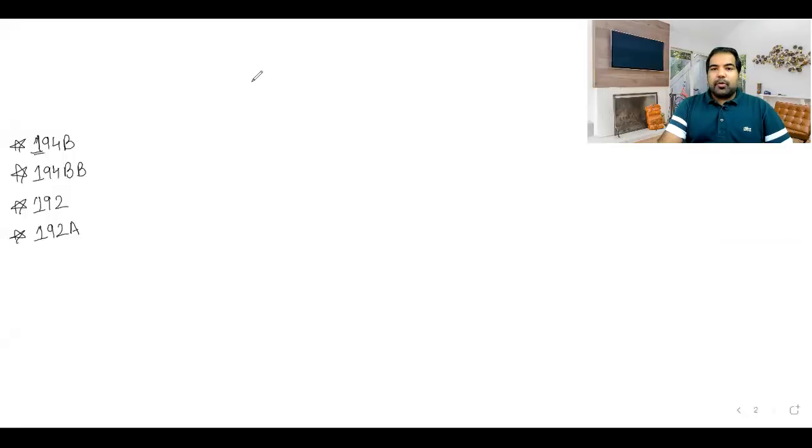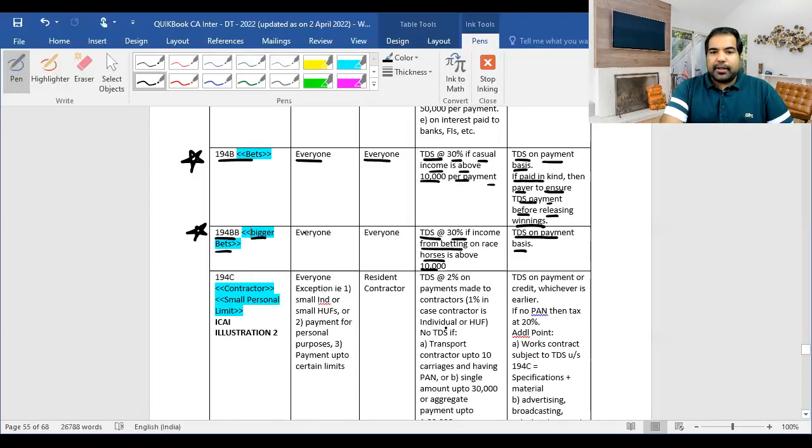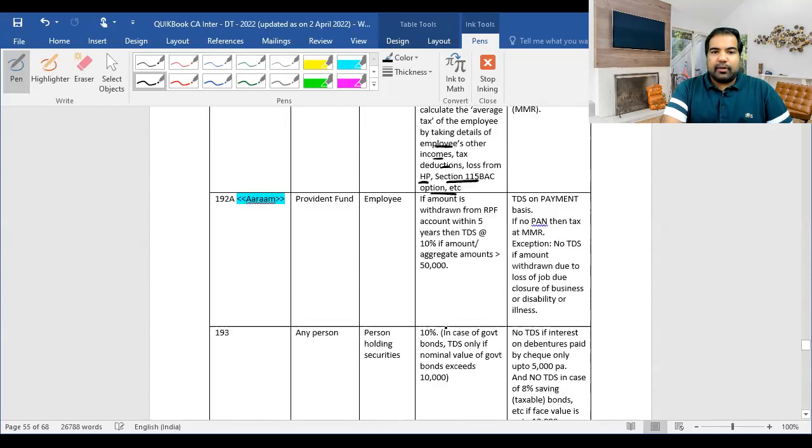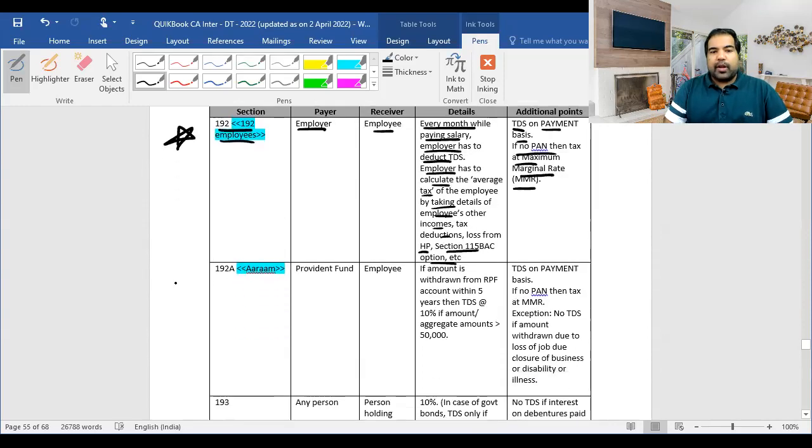So this was 192A, and now let's check out 192A also from the quick book, guys. After 192, that is 122A, which is from the quick book here. 192A is for Aram. It's a provident fund.